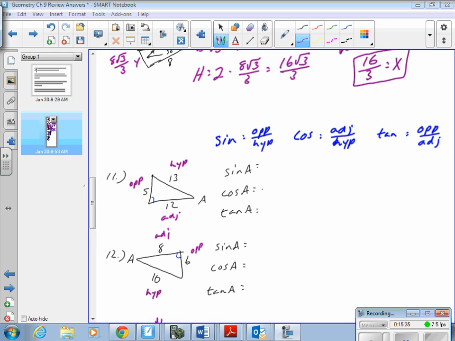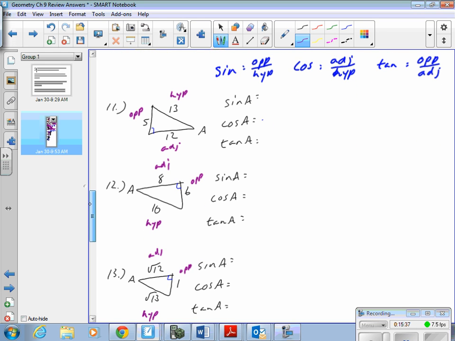Alright, so 11, 12, and 13, these are all dealing with sine, cosine, and tangent. And so we remember the functions. Sine is opposite over hypotenuse, cosine is the adjacent side over the hypotenuse, tangent's the opposite side over the adjacent side.